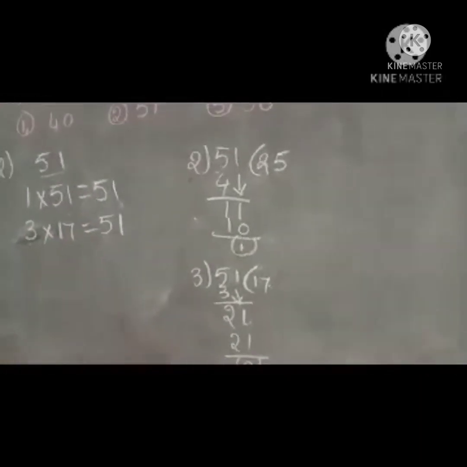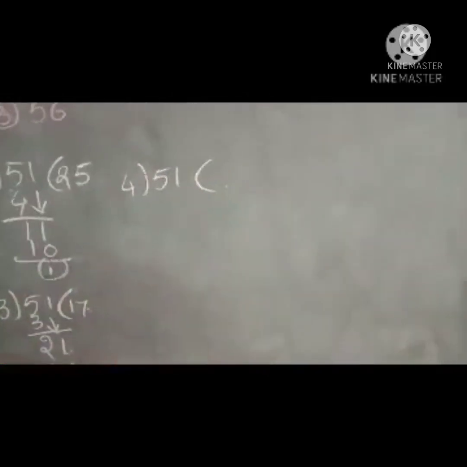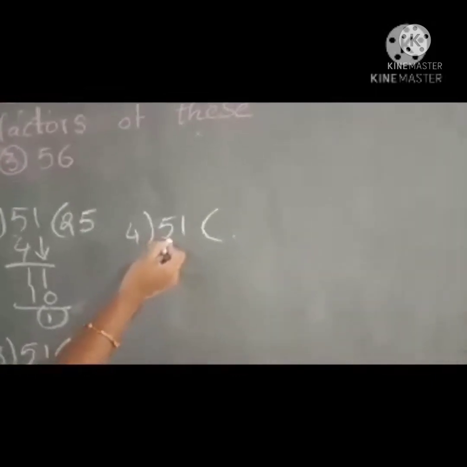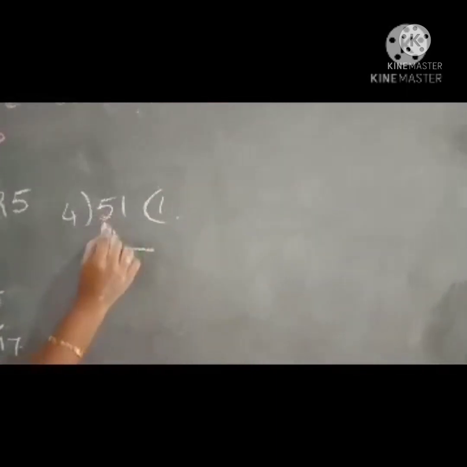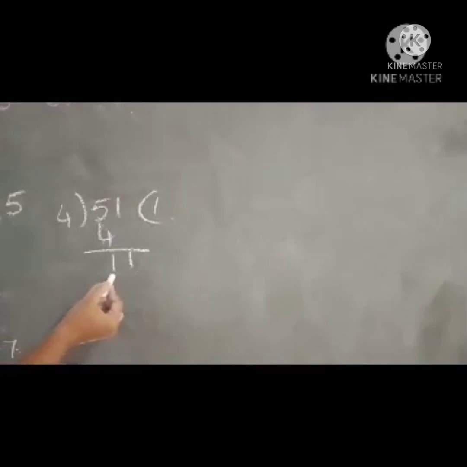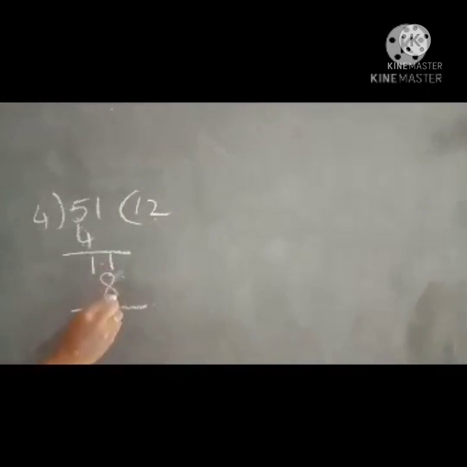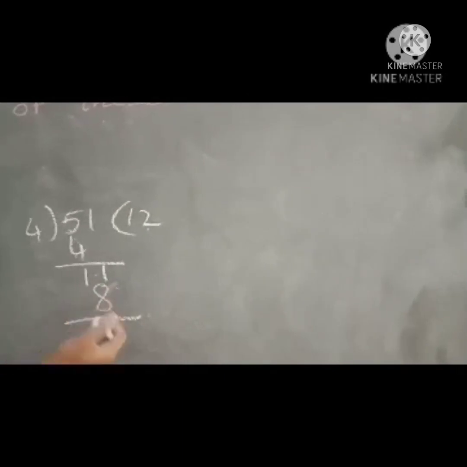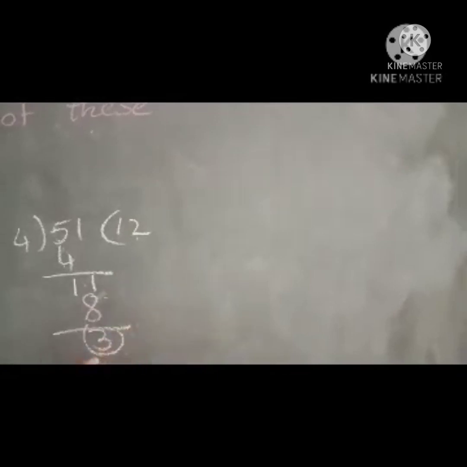Okay children, next see the fourth one. Fourth table we have to check. Fourth table 5 is there or not there? Not there. So we have to take the small number. What is the small number in fourth table? 4 1s are 4. Again here 11. See children, in fourth table 11 is there or not there? Not there. So 4 2s are 8. 11 minus 8 is equals to how much? After 8, how many numbers are there to get the 11? 8, 9, 10, 11. How many numbers are there? 3 numbers. So here the remainder is 3.